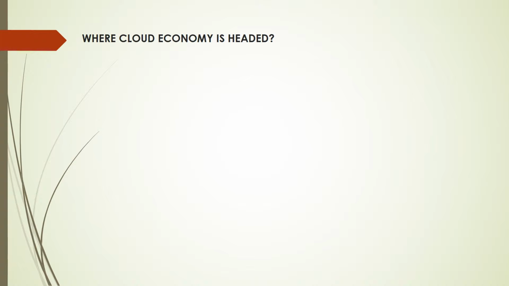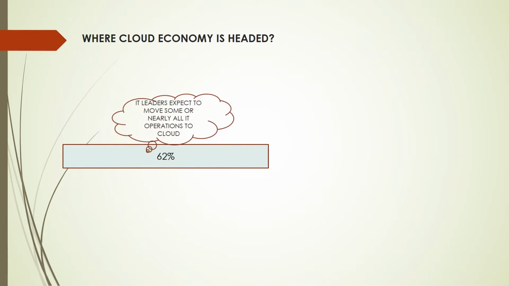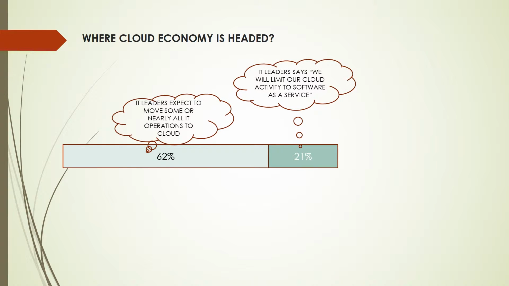From an organization's perspective, how is cloud computing heading? Around 62% of IT organizations say they want to move some or nearly all of their operations to the cloud. 21% say they will limit their cloud activity to software as a service. They do not want their infrastructure to be used as a service. We will see those deployment models in detail. But 21% say they want to limit their IT operations just to software.